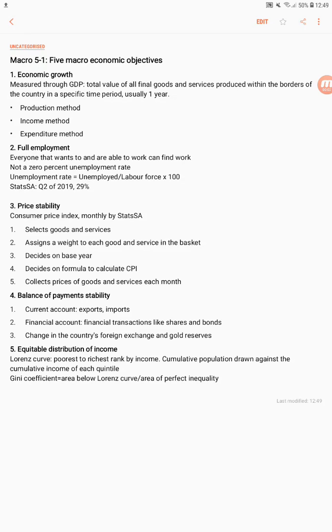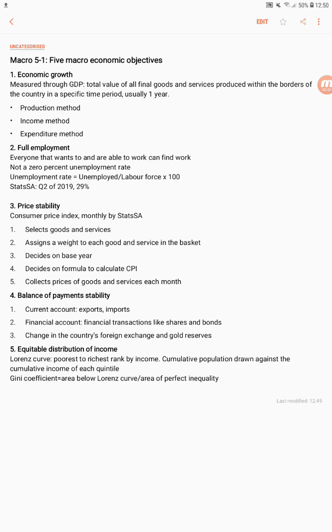In this video, we will discuss the 5 macroeconomic objectives. The first is economic growth. It is measured through GDP. GDP is the total value of all final goods and services produced within the borders of the country in a specific time period, usually 1 year. It can be measured through the production method, the income method, and the expenditure method.